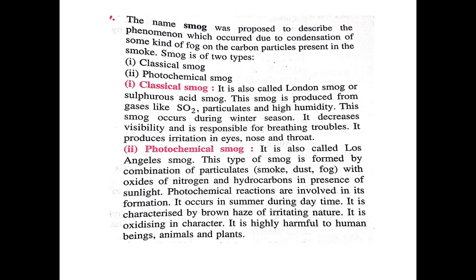And photochemical smog is known as Los Angeles smog. This type of smog is formed by the combination of smoke, dust plus fog, with the oxides of nitrogen and hydrocarbons in the presence of sunlight. Photochemical reactions are involved in this formation. It occurs in summer during the daytime, and it is characterized by a brown haze of irritating nature. It is oxidizing in character, harmful to human beings, plants, and animals. So this is all about smog.